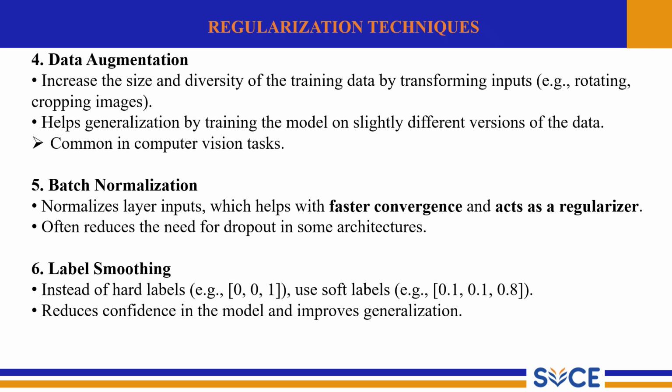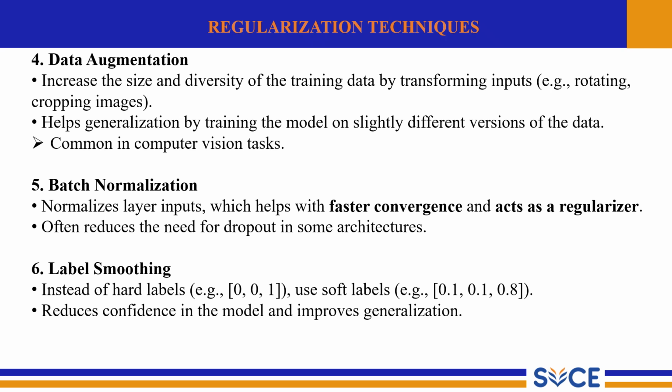In this technique, it increases the size and diversity of the training dataset by applying transformations to the inputs. For example, rotating, flipping or cropping images. By training on slightly different versions of the same data, the model learns to generalize better. Data augmentation is especially common in computer vision tasks, where it dramatically improves robustness.